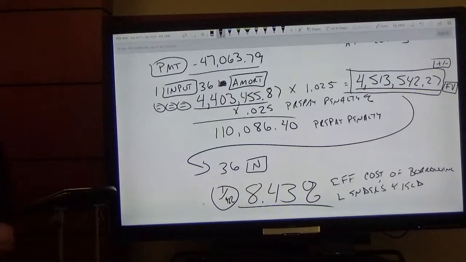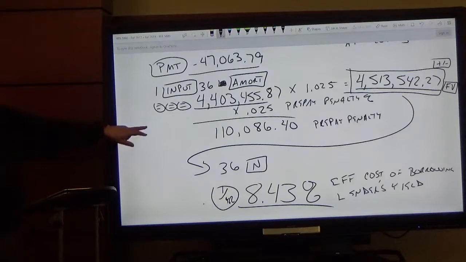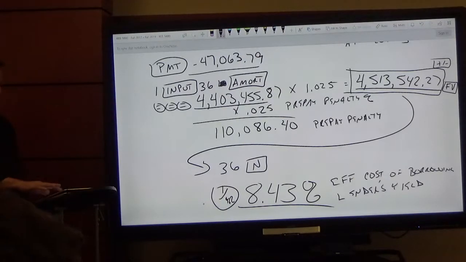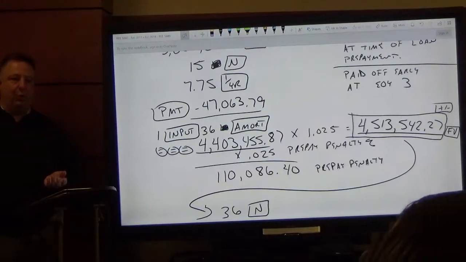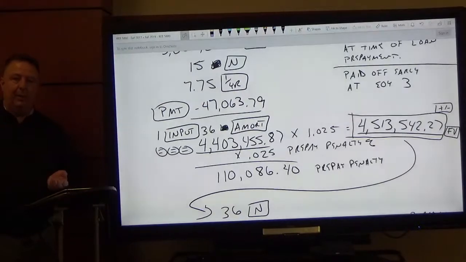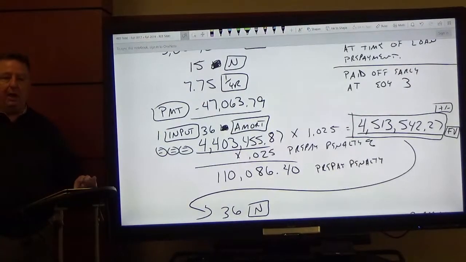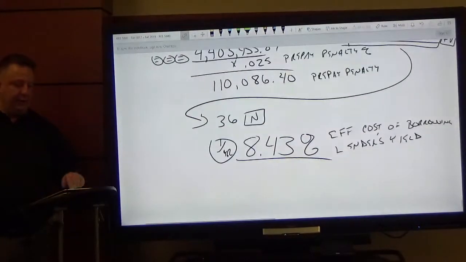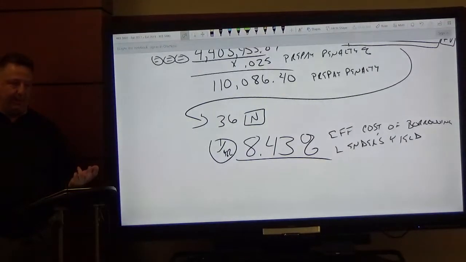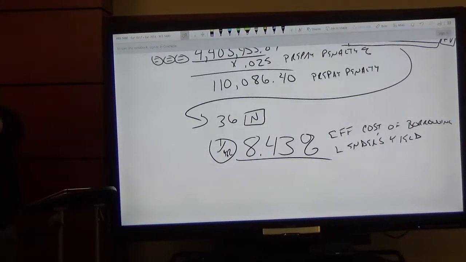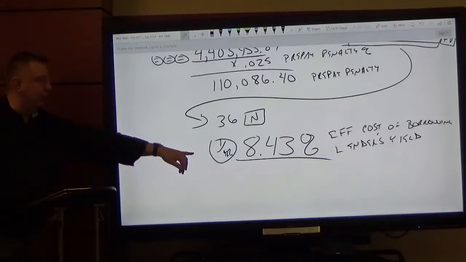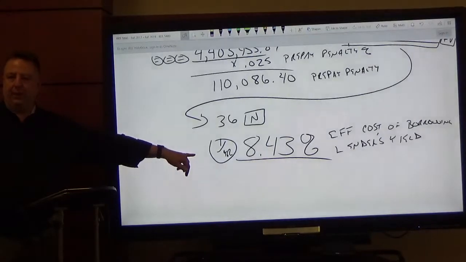Now, what does that mean? That means that for this particular loan, the stated interest rate was 7.75%. But because of the incurred prepayment penalty, the real interest rate that we paid, or our effective cost of borrowing, or the lender's yield, is really 8.43%.